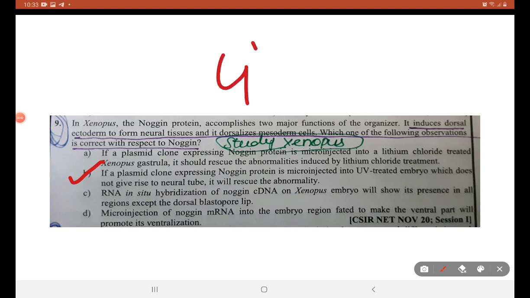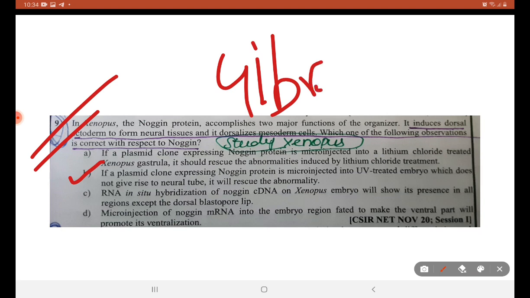Plasmid cloning expression of noggin protein is microinjected into a UV treated embryo, which does not give rise to a neural tube, and it will rescue it normally. This is a static part, present in the Gilbert textbook, you can verify.